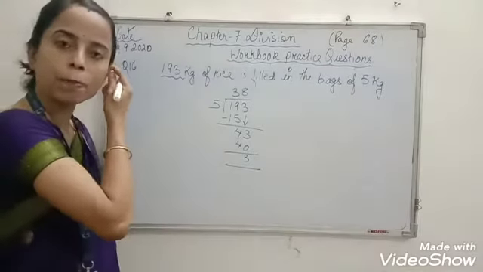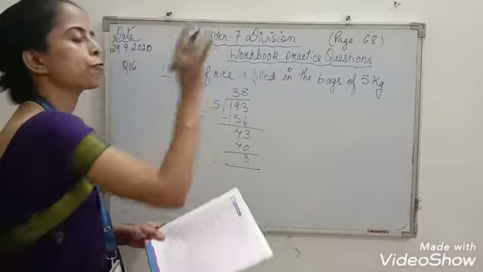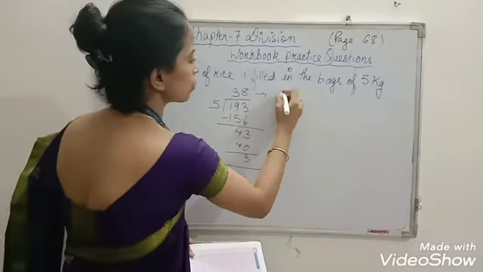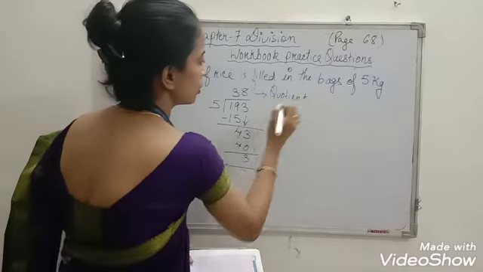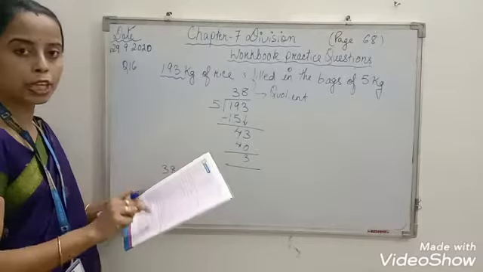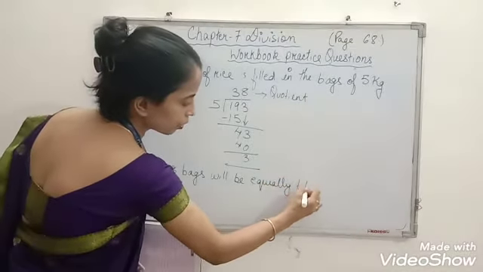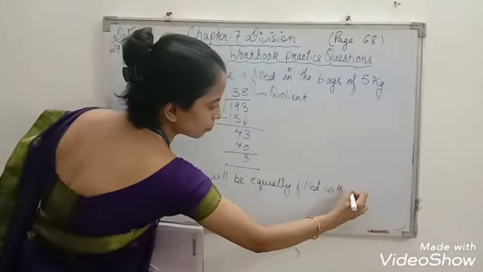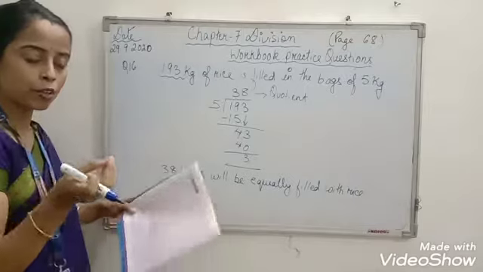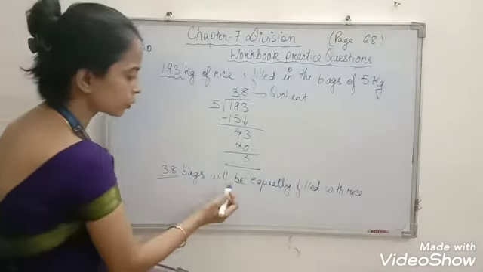So how many bags will be equally filled with rice if 193 kg of rice is filled in bags of 5 kg? We get 38. So 38 bags will be equally filled with rice. If 193 kg of rice is filled in bags of 5 kg, then how many bags will be required? Once we do division, we got 38. So 38 bags will be equally filled with rice.